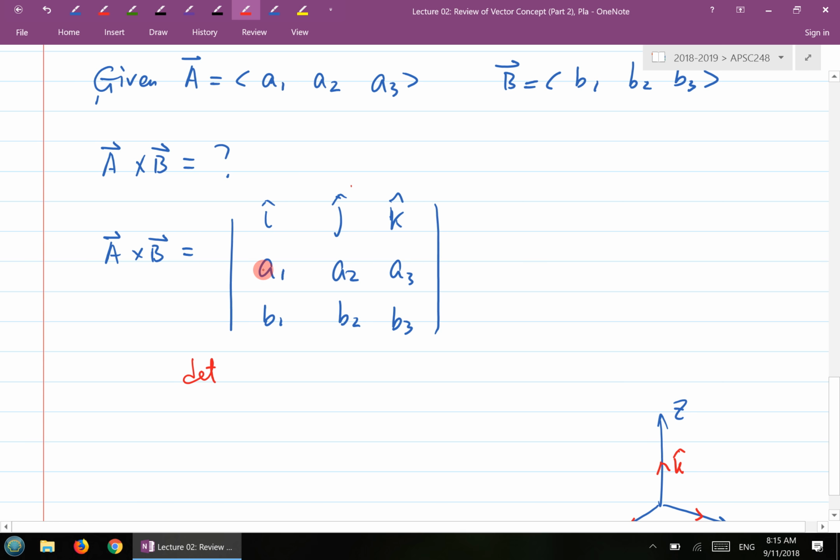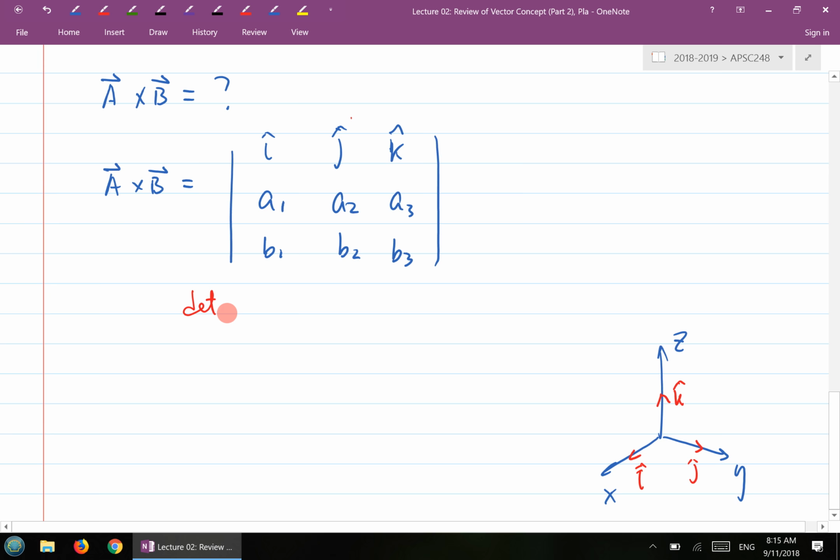We learned this one in your 179. All you need to do is expand this 3 by 3 matrix row by row. So first, if you cross this out, you calculate the determinant of this one here. Then you get A2 times B3 minus A3 times B2, and then times i hat. Then you keep going for the second.